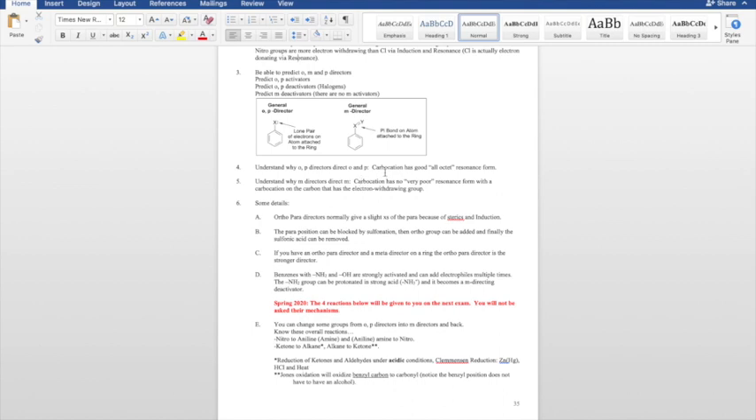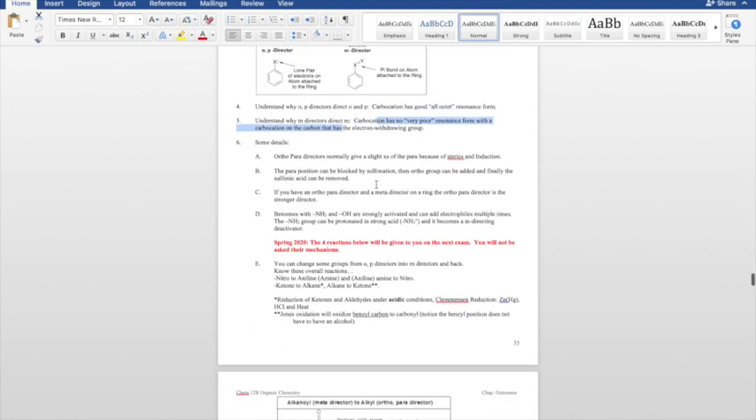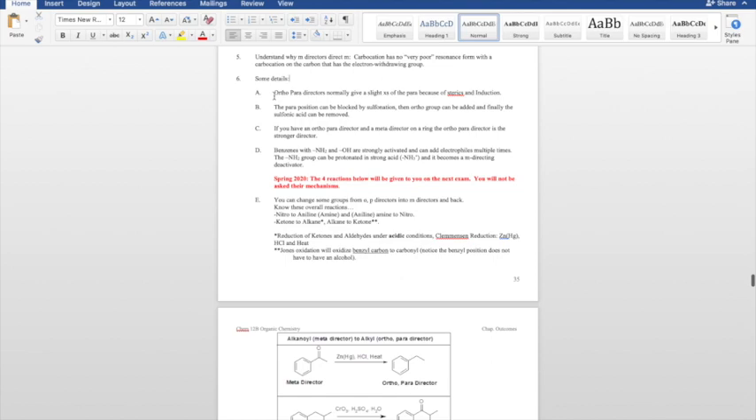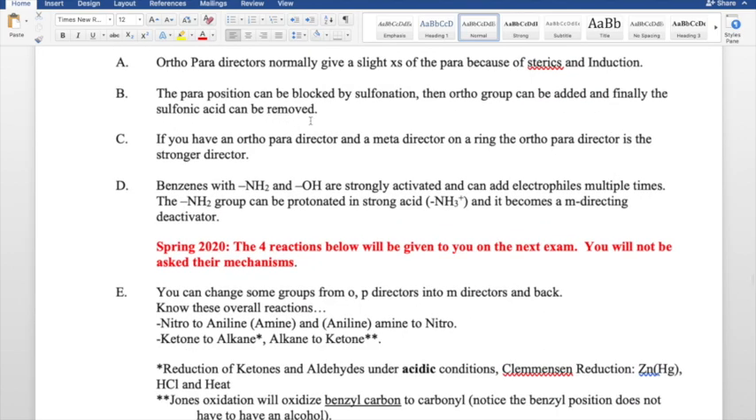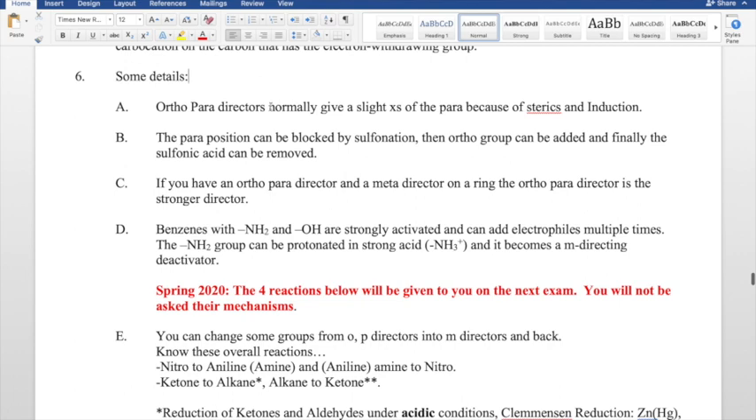Same thing we're just doing. We'll go into this all octets again for you, and the meta is bad, very poor resonance. Now let's talk about some details of our reactions, and I'll do some examples as well. As I said, ortho-para directors generally give you more para, and you can think about it in terms of sterics and induction maybe, because the induction withdrawing would be weaker ortho than para. And we talked about blocking this with sulfonation, because that's a reversible reaction. So let's try an example of that one.